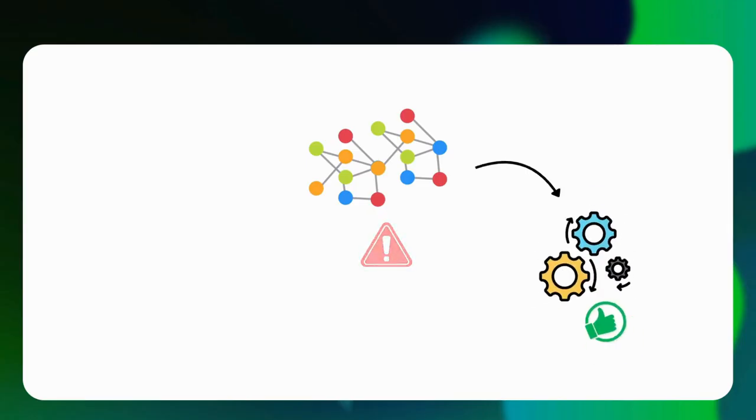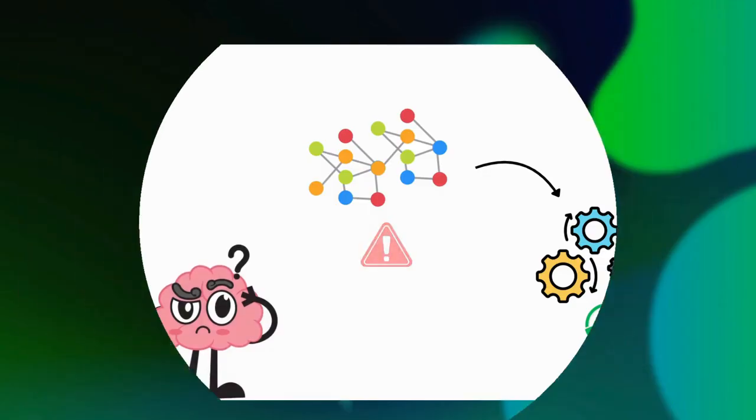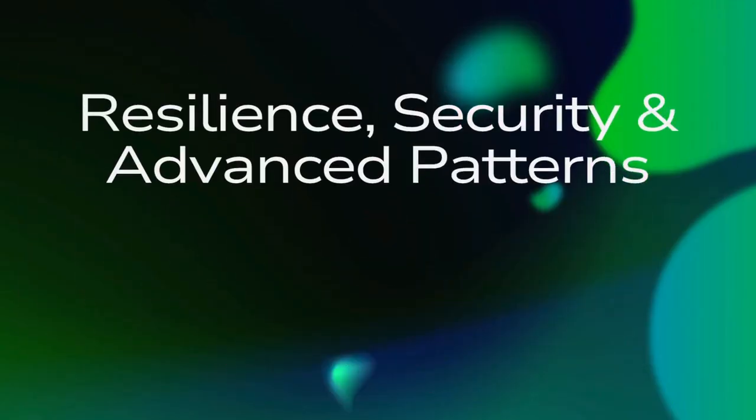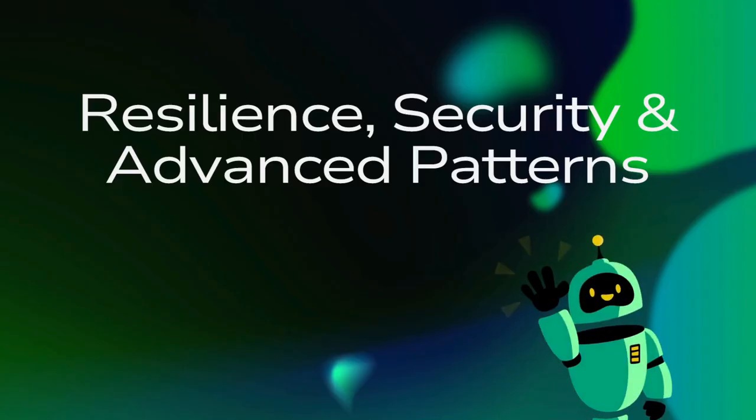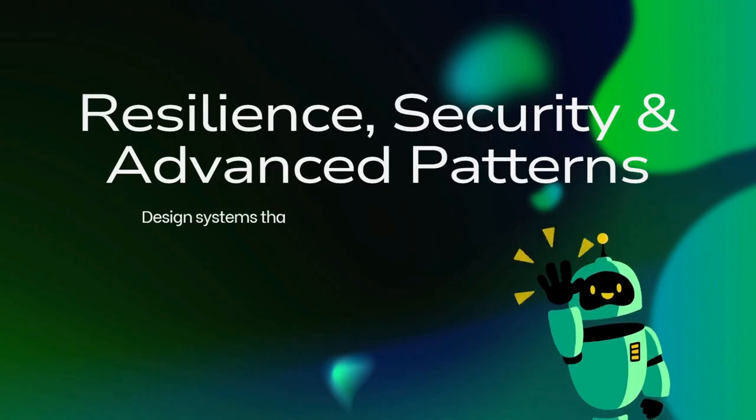Observe this network. Each node here represents a service, a server, or a critical component of a distributed system. Some nodes fail, some slow down, and yet the system continues to operate seamlessly. How is that possible? In modern distributed systems, resilience and security strategies ensure that even under failures, overloads, or attacks, systems remain operational, reliable, and secure.